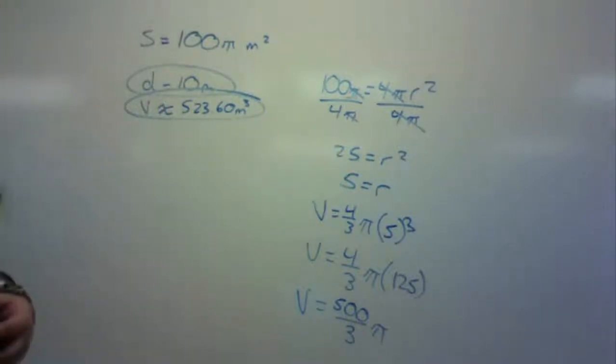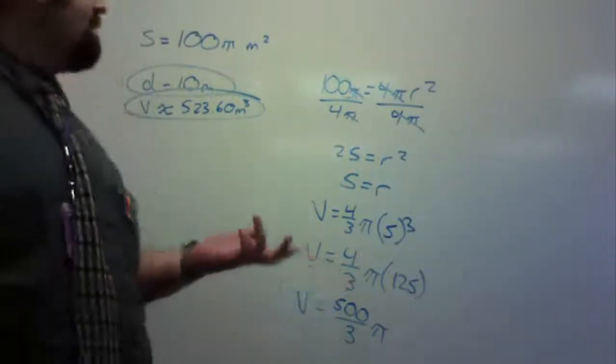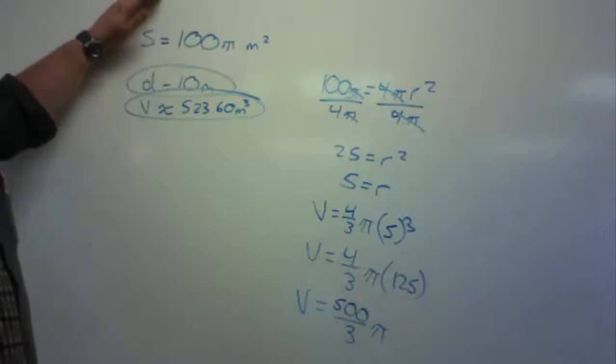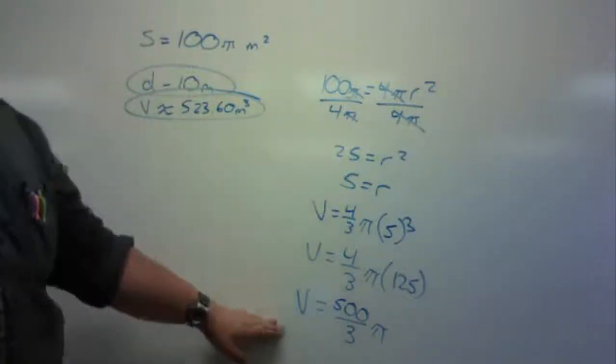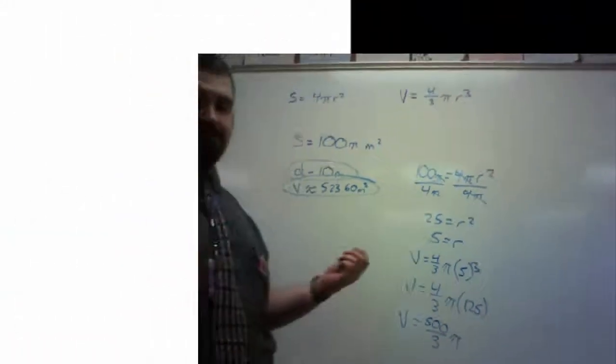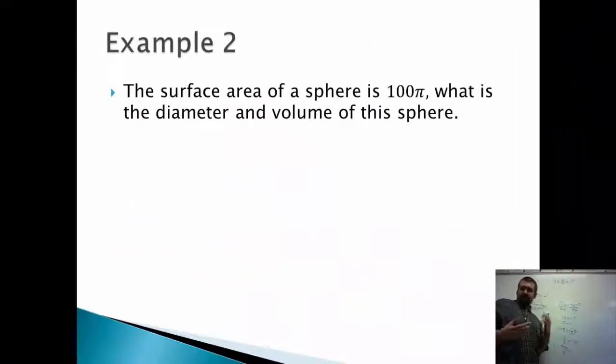So, that's how I do this. Yeah, I might be working backwards sometimes. I might be going from surface area to the radius and using that to find the volume and or diameter. So, both ways for these problems shouldn't be too big of an issue.